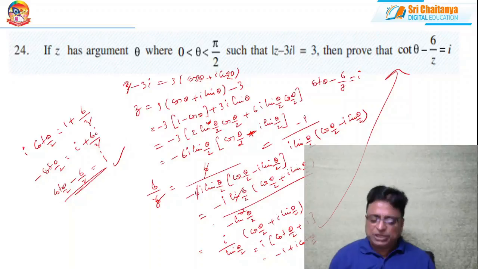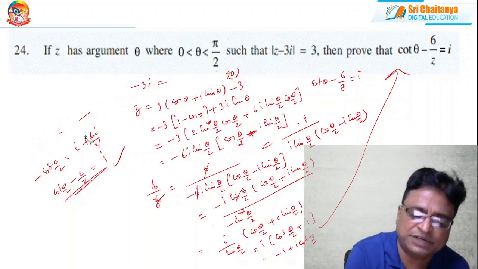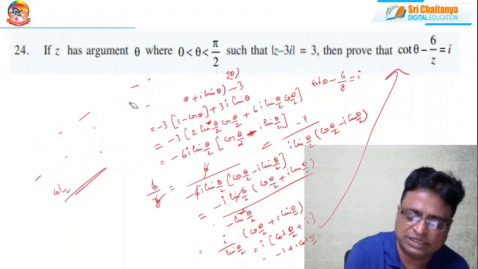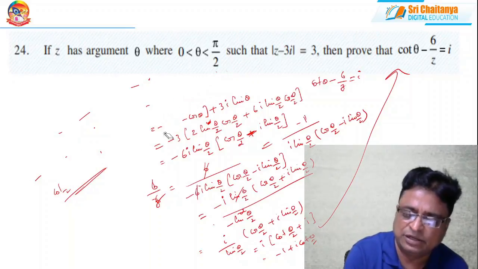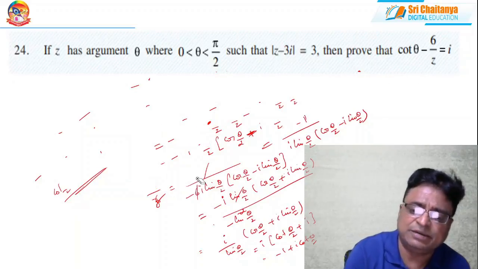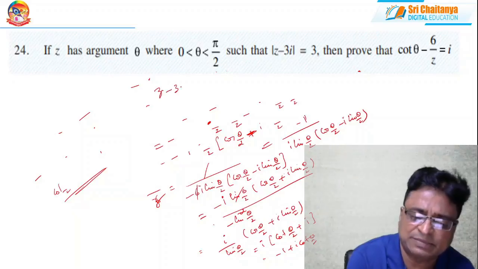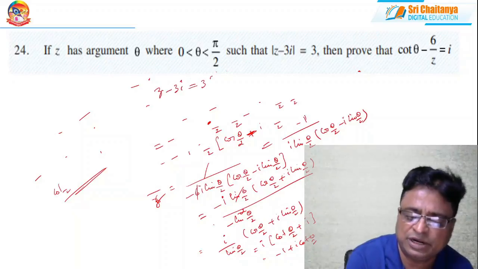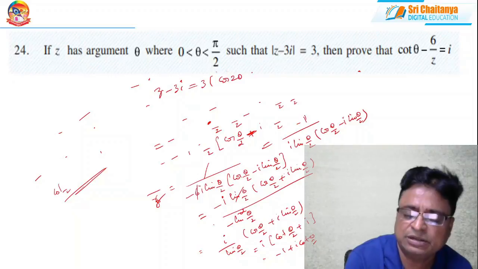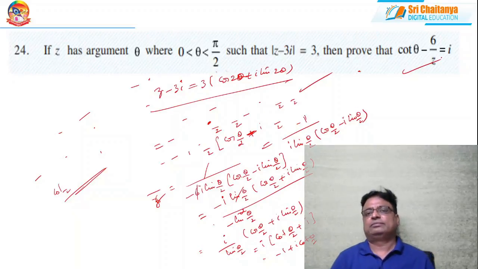So my friends, actually you do the problem in this way, or since here argument of z is equal to theta, you can also consider z minus 3i as 3 into cos 2 theta plus i sin 2 theta, because otherwise you will get problem. That's better actually. If you have to consider this, you can get the answer directly and proceed like this.